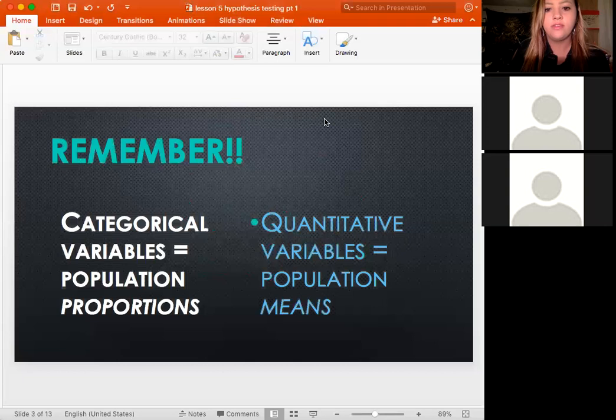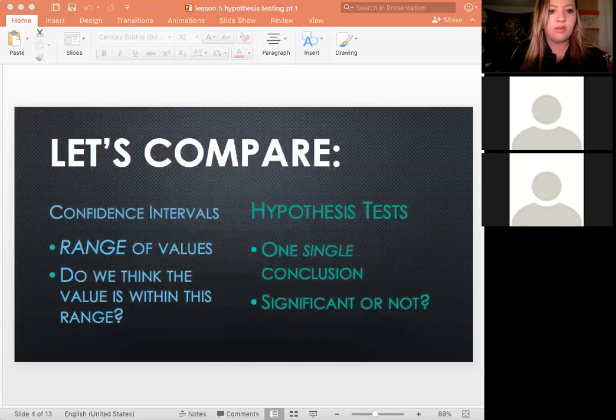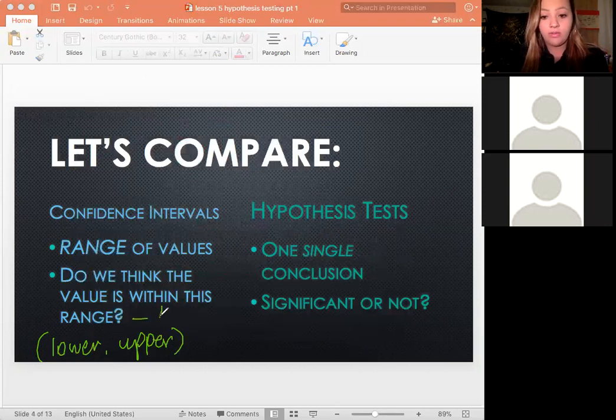Alrighty. So, like I said, we were trying to get this basis between confidence intervals and hypothesis tests, and just to compare the two, because often this is something that is confused. So confidence intervals is that range of values. Remember, when we do our confidence intervals, we are getting that range of values from our lower bound and our upper bound. So our lower bound is going to be lower, upper, when we write the actual answer for a confidence interval. And then our conclusion is, do we think the value is in this range? And then we say we're a certain percent confident that it is in this range.